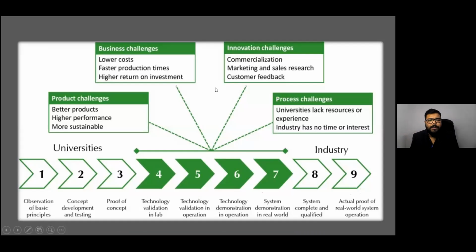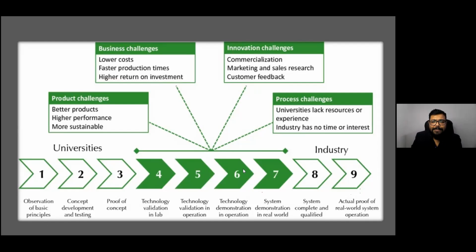This slide is self-explanatory. This is the 9 TRL, and there is a huge gap between universities and industry, right? Up to 1, 2, 3, this can happen in government labs and universities. The next part is the business perspective, where entrepreneurship is born, and once the entrepreneurship is successful, they can make the industry, in stages 8 and 9.